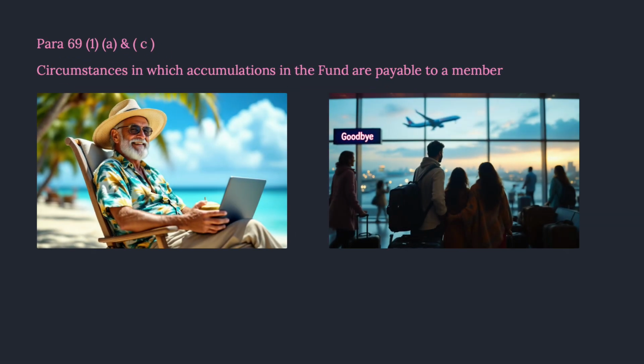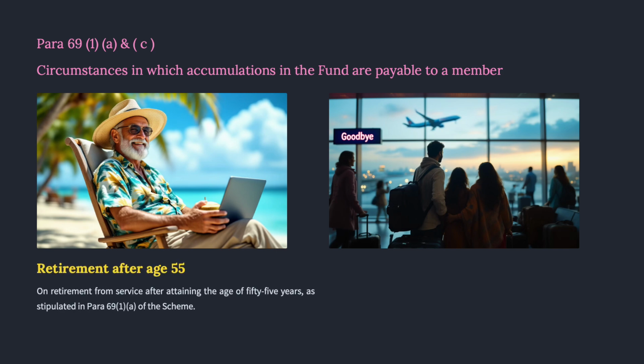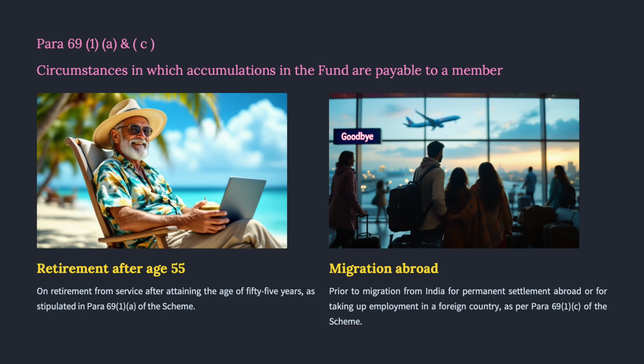Para 69, 1A and 1C: circumstances in which accumulations in the fund are payable to a member. Retirement after age 55: on retirement from service after attaining the age of 55 years, as stipulated in Para 69, 1A of the scheme. Migration abroad: prior to migration from India for permanent settlement abroad or for taking up employment in a foreign country, as per Para 69, 1C of the scheme.